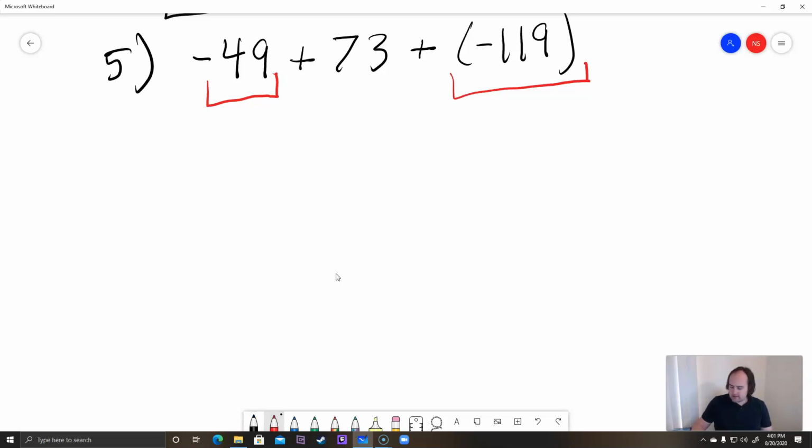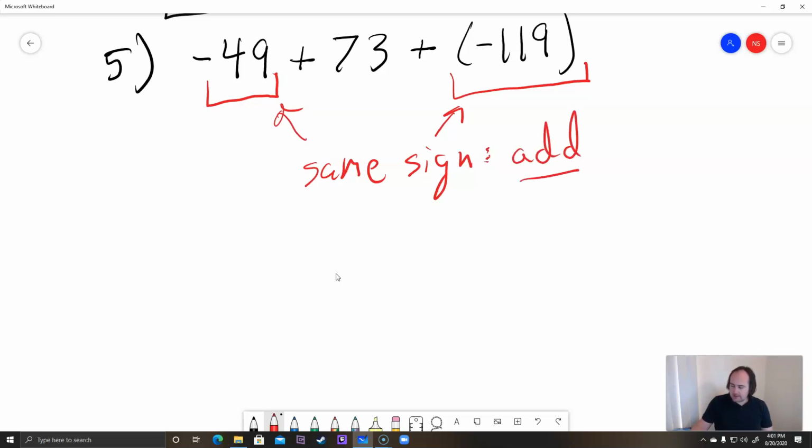Okay, so as you can see, these two numbers that I have in red here have the same sign. So what do we do? We keep the sign and add. So if we go ahead and combine the negative 49 and the negative 119, lining them up, we've got 119 plus 49. And I have them lined up vertically, so it should be pretty straightforward to add.